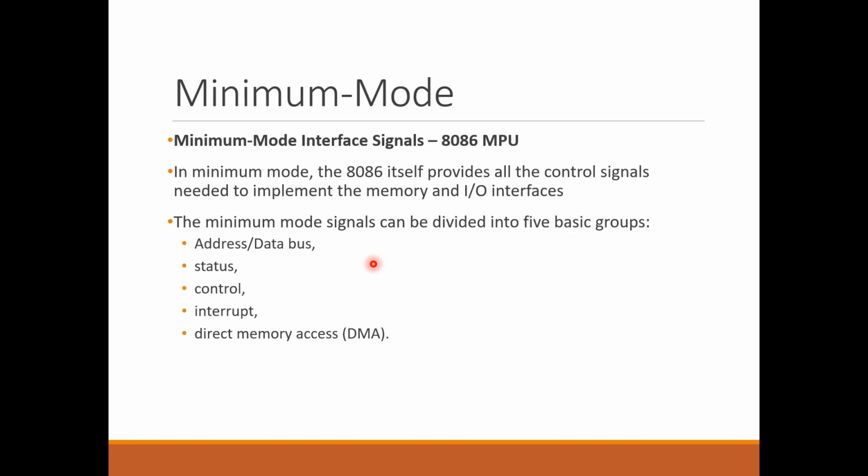So, the minimum mode interface signals. In minimum mode, the 8086 microprocessor itself provides every signal needed to interface with the memory or the I/O devices. So it interfaces with the memory and the I/O devices by itself. It doesn't need any additional circuit. In this mode, the signals used to interface with the memory are the address and data buses, status signals, control signals, interrupt signals, and DMA, direct memory access signals. And we are going to talk about them one by one.